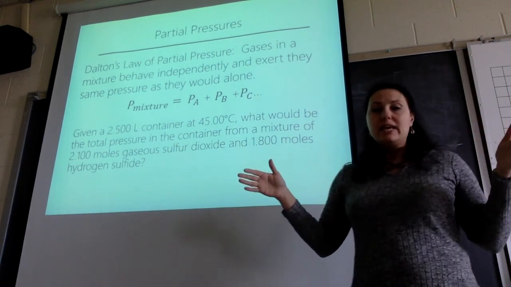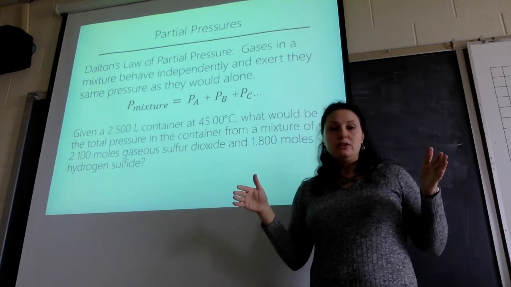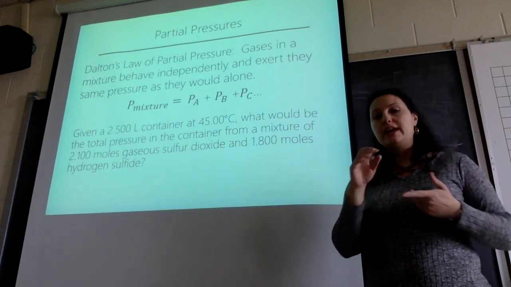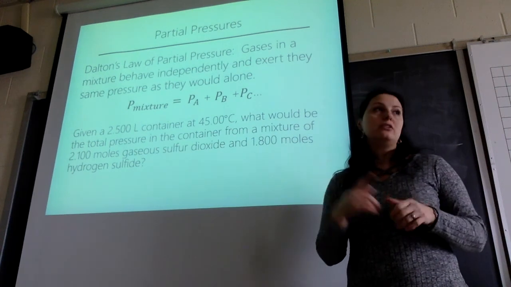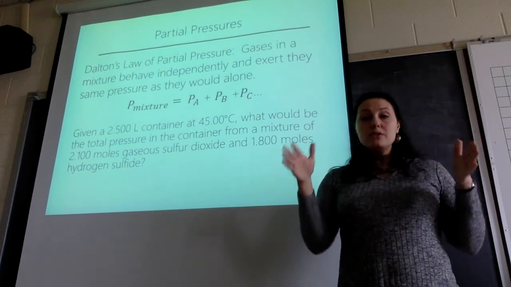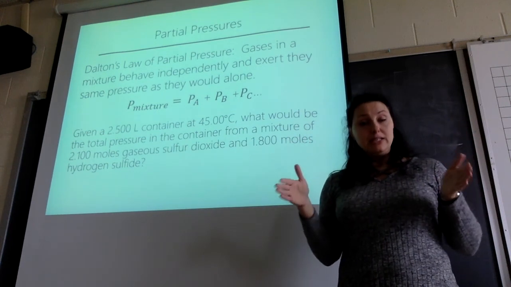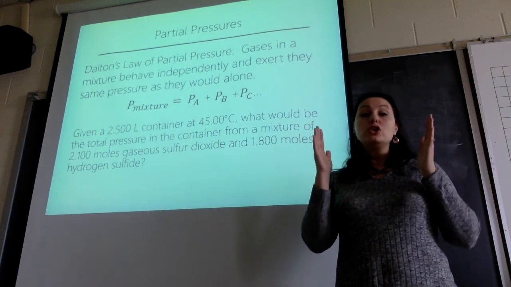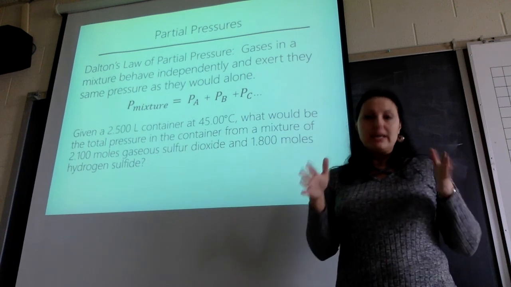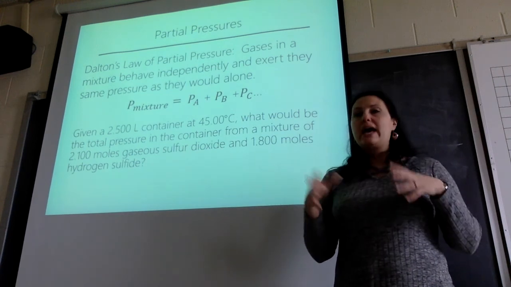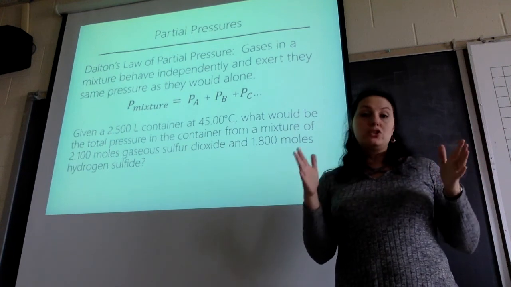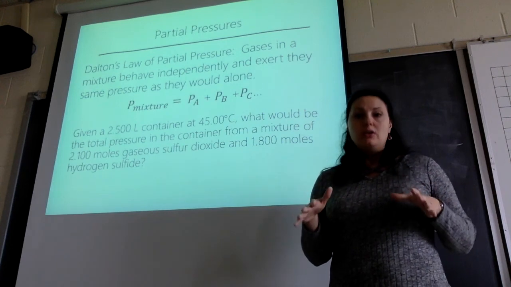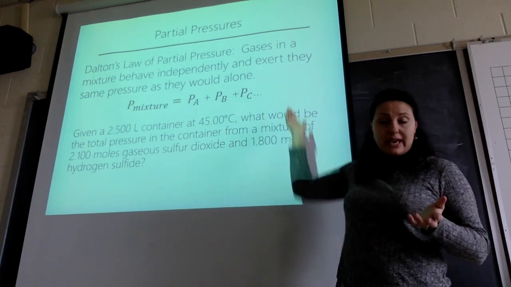So if I have, let's say, a mixture of air in a container, and we know that air is made up of nitrogen and oxygen and a little bit of hydrogen gas and a little bit of water vapor, etc., and a little bit of argon. So all of those gases behave independently of each other, and they exert the same pressure that they would if we just had oxygen by itself in that same vessel, or we had water vapor by itself, or nitrogen by itself. So they do not affect the pressure of each other. That's what it means, that they behave independently.